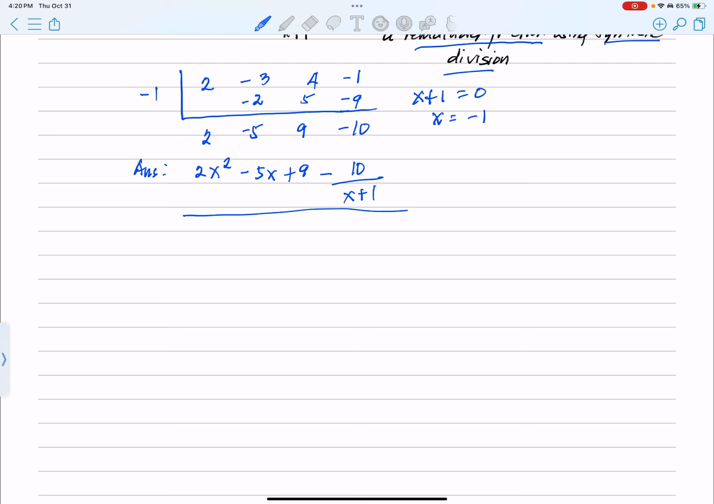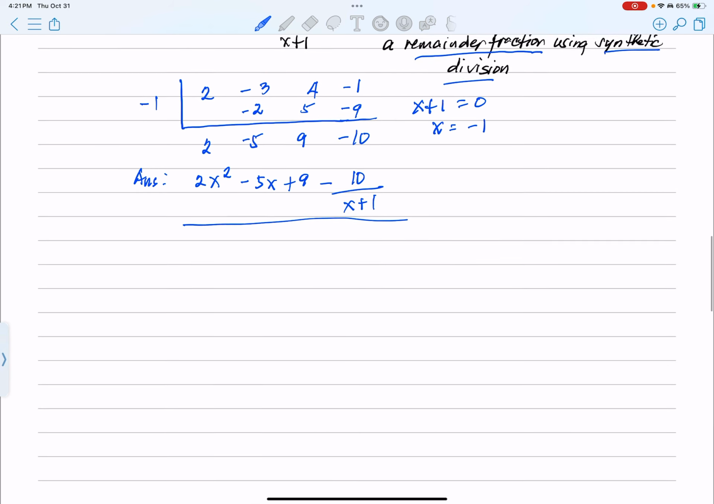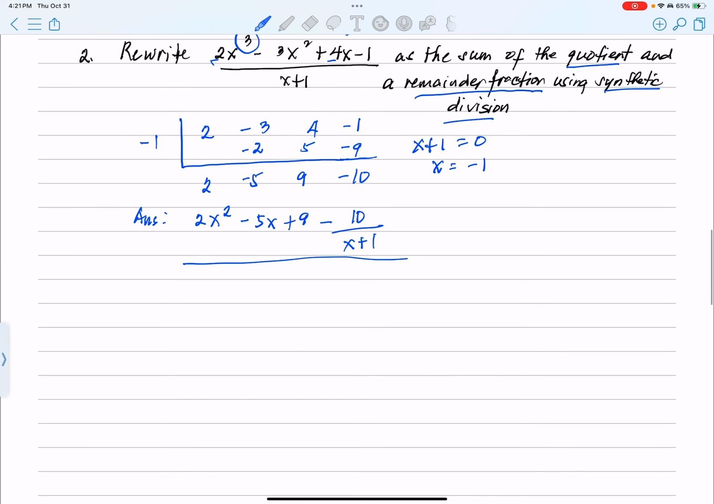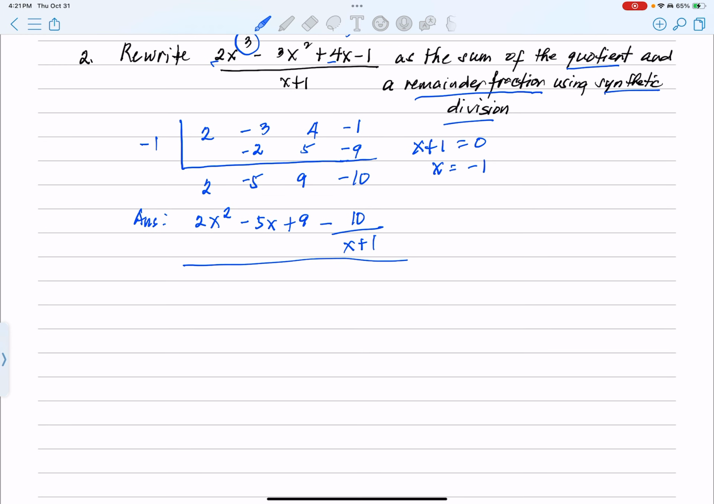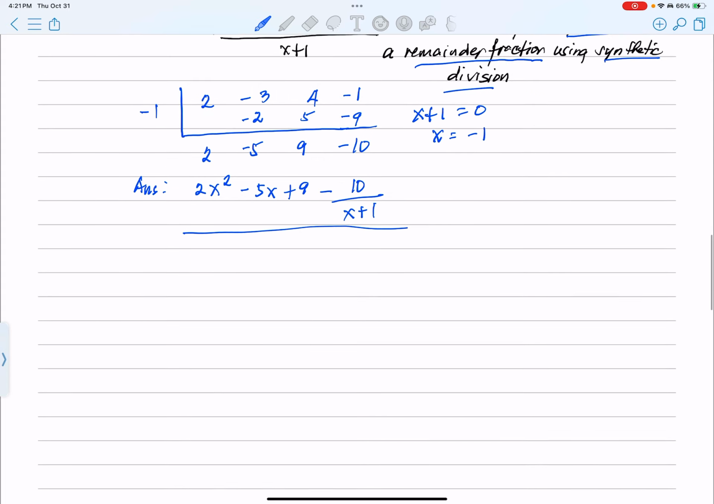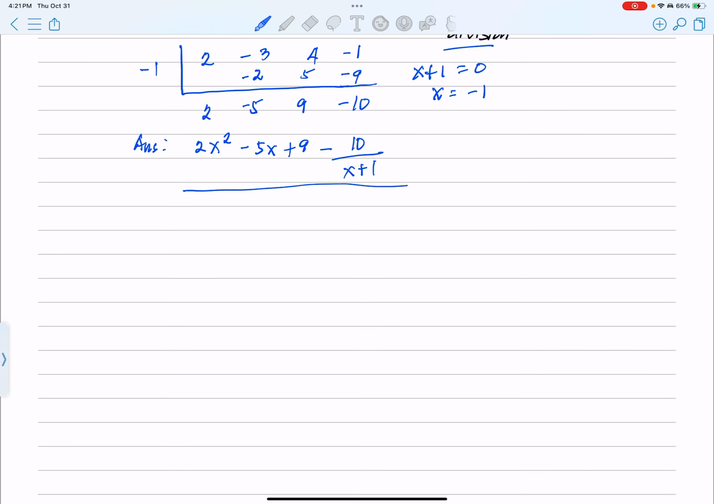That is how you got your answer. You can check by doing a long multiplication, multiplying 2x squared minus 5x plus 9 by x plus 1, then minus 10. And if you get the same thing by expanding, then you are having the right answer. You can do that by checking. Okay, let's have another one.